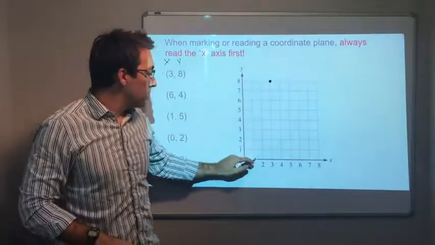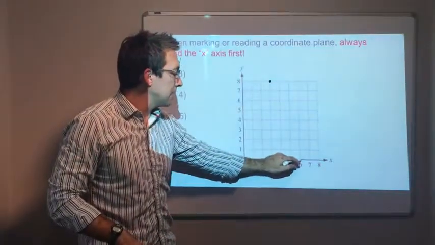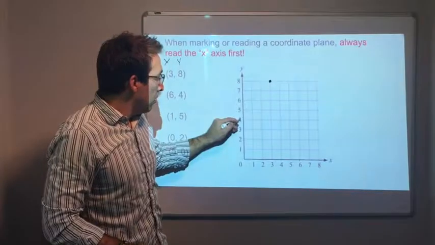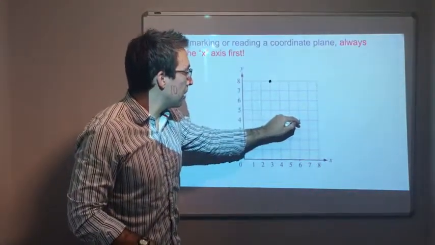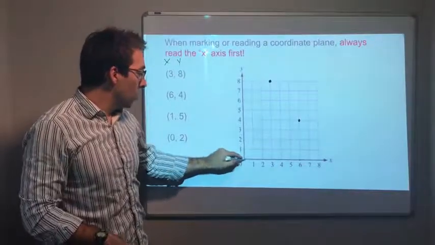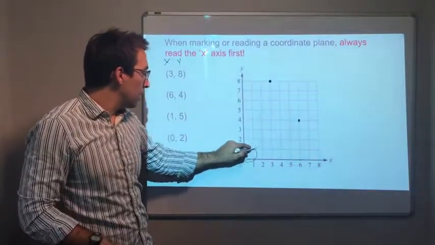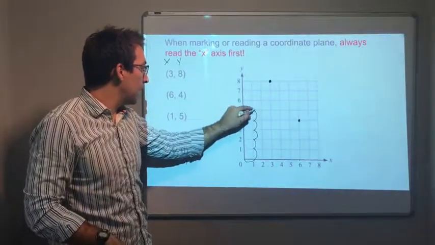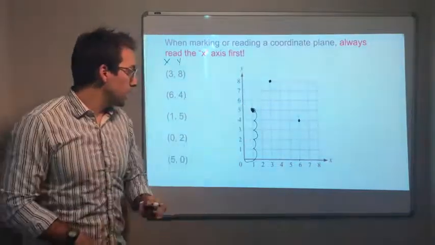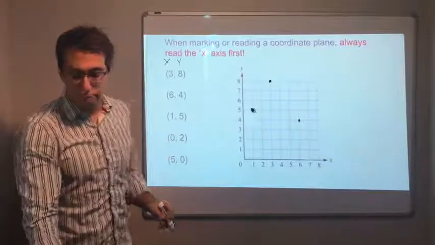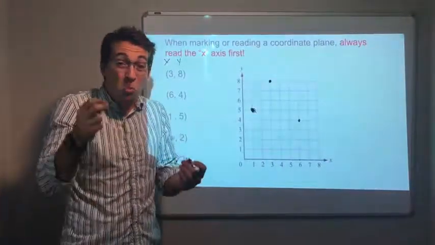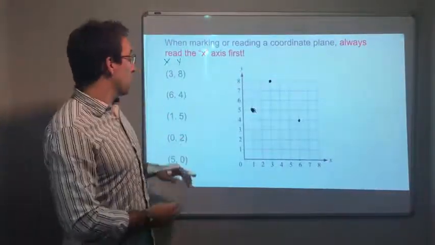6, 4. 1, 2, 3, 4, 5, 6, and then 1, 2, 3, 4. Come over, here we are. 6, 4. Then 5, 1: 1, 2, 3, 4, 5, and there's our dot, and so on and so forth. So this is how you mark or read the coordinate plane.